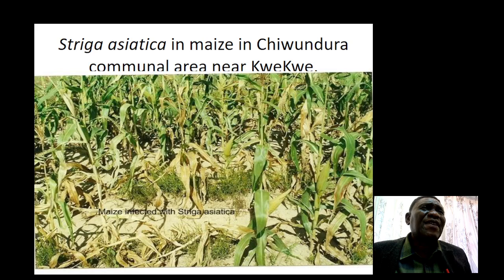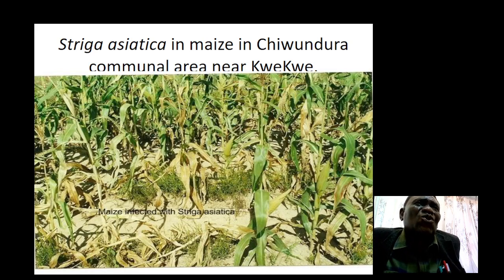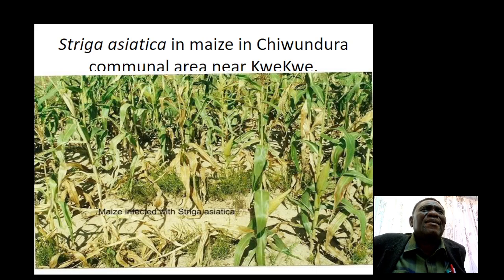This is the effects of striga under field conditions. This is in Kwekwe. You can see maize was actually lodging. This is in Chundura communal area where we had planted some maize genotypes in striga hotspots.